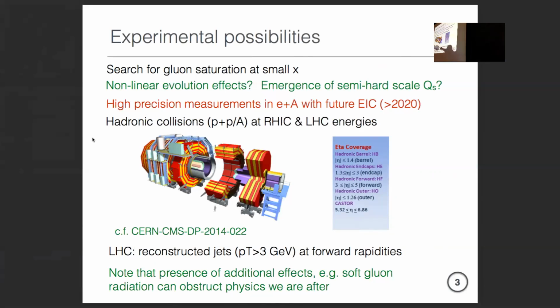So if you look at this, they have reconstructed jets at 3 GeV down there. And Christoph optimistically tells me they can even do maybe 1 GeV. But they haven't done this yet.